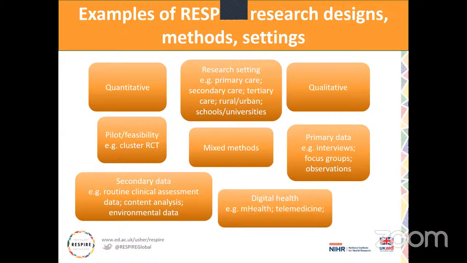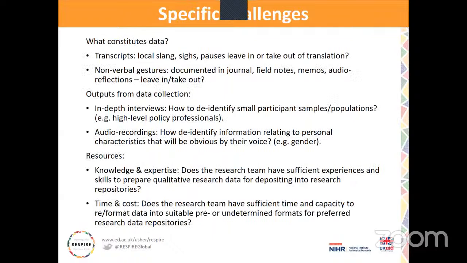A retrospective review of the research project data highlighted that the variety of methods, some of those are on the screen, also reflect the variety of the data collection undertaken, the research settings where the data was collected, and thereby the methodologies adopted. Around half the number of projects were already underway or about to start when I came into both. Discussion with the research teams around depositing their data set for potential sharing highlighted some very specific challenges. So what constitutes the data, the types of outputs from the data collected, how could you de-identify the data, the resources that are required locally, what are the knowledge and skills within the teams, and does that add additional time and cost?